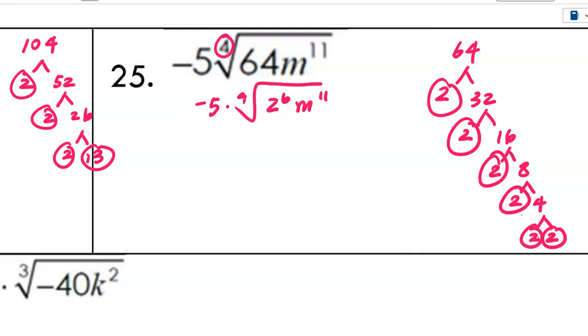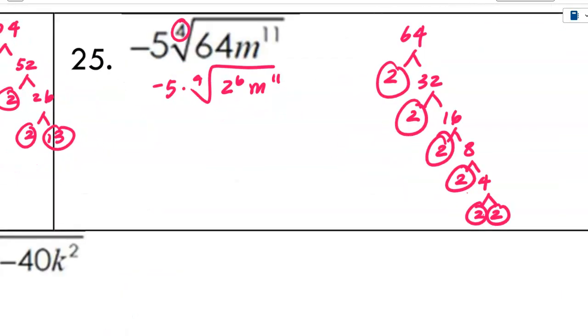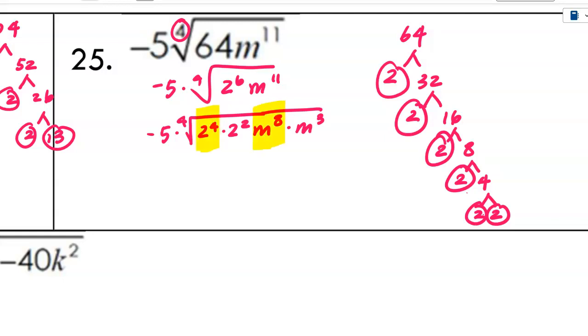Okay, and then m to the 11. We need 4. We need 4 each. Okay, so I like to break this up as 2 to the 4th times 2 to the 2nd, m to the 8th times m to the 3rd. 8 is divisible by 4. What can come out? The 2 to the 4th and m to the 8th. 4 divided by 4 is 1. 8 divided by 4 is 2.